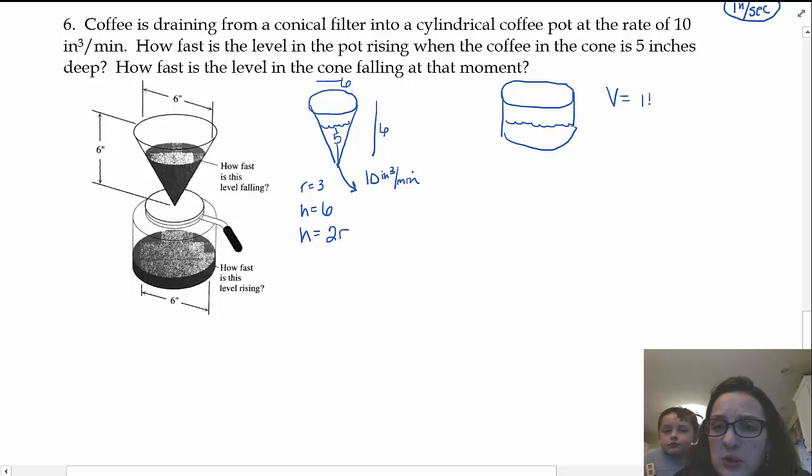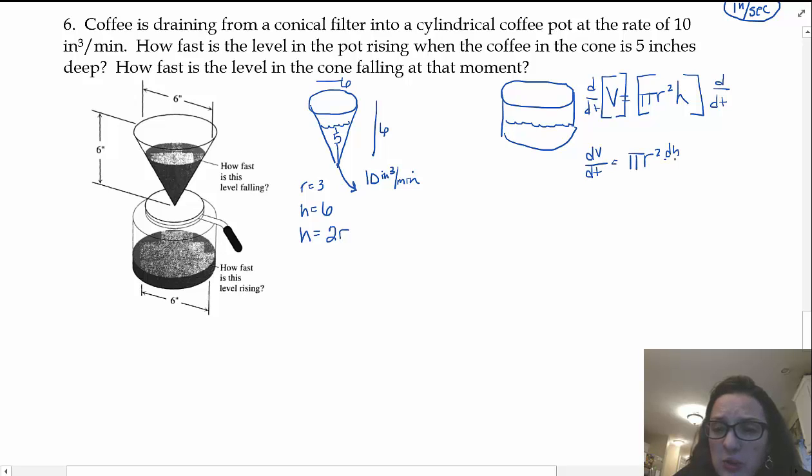okay, the volume of a cylinder is pi r squared h. And so if I want to figure out how fast the level in the pot is rising, I want to know what dH dt is. So I'm going to take d dt here and see what else I might be missing. So if I take d dt of both sides, I have dV dt equals a product rule, so pi r squared dH dt. So there's the first times the derivative of the second, plus the second times the derivative of the first.